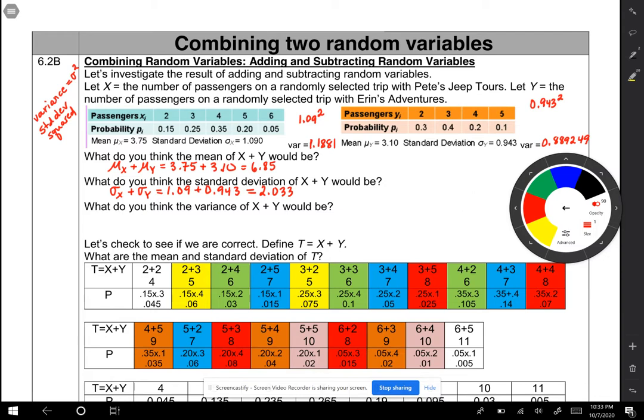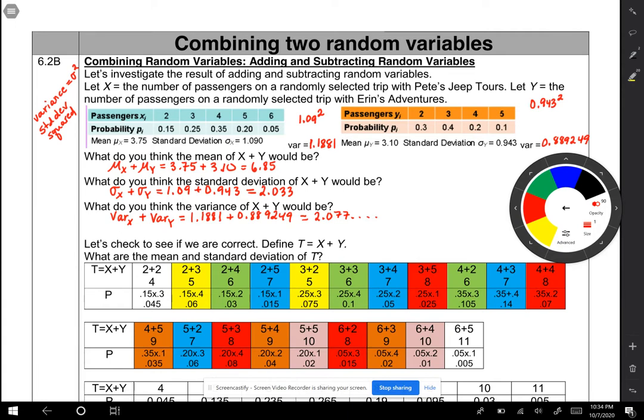So what do you think our variance will be? Going along the same line, the variance of X plus the variance of Y is equal to 1.1881 plus 0.889249, which would give us a total of 2.077, and so on. All right, let's check to see if we are correct.